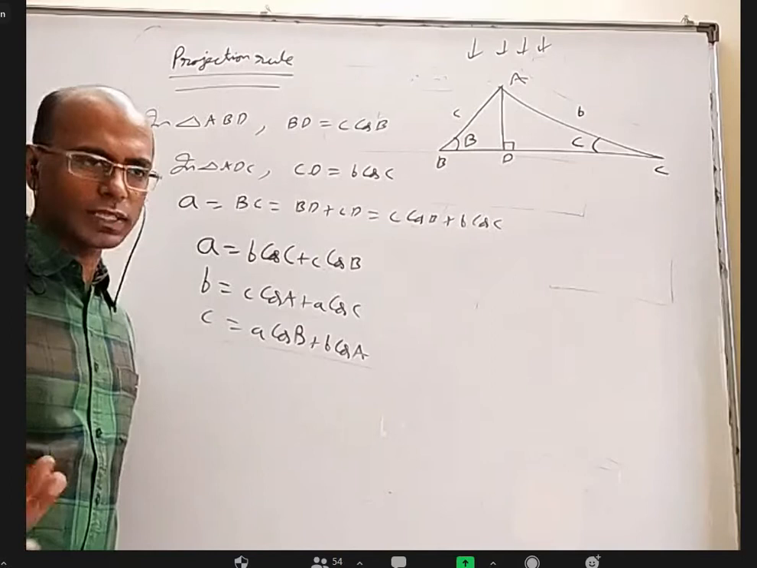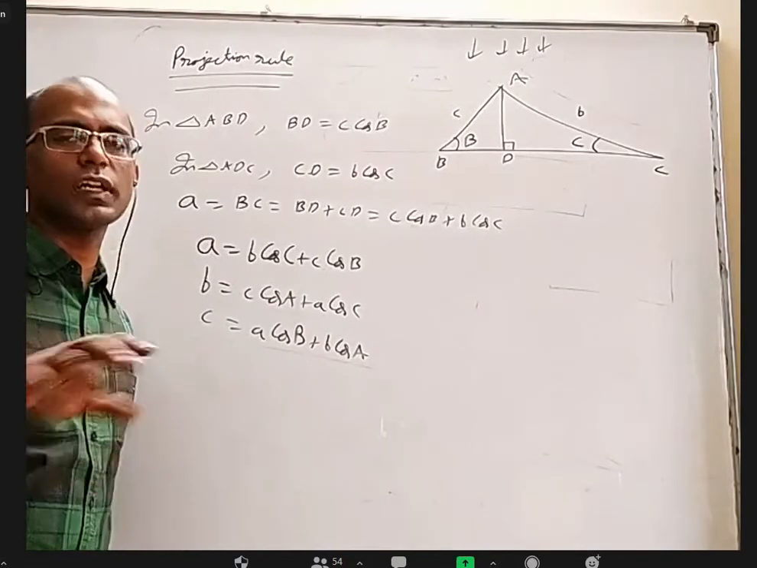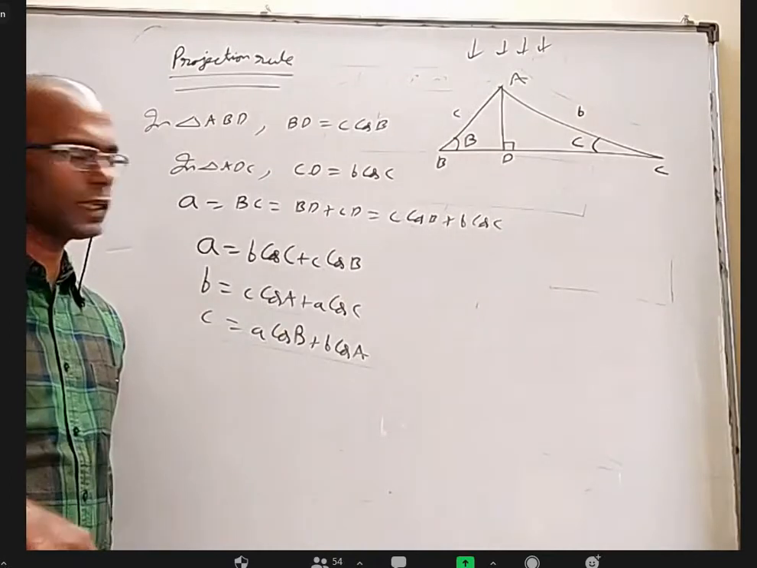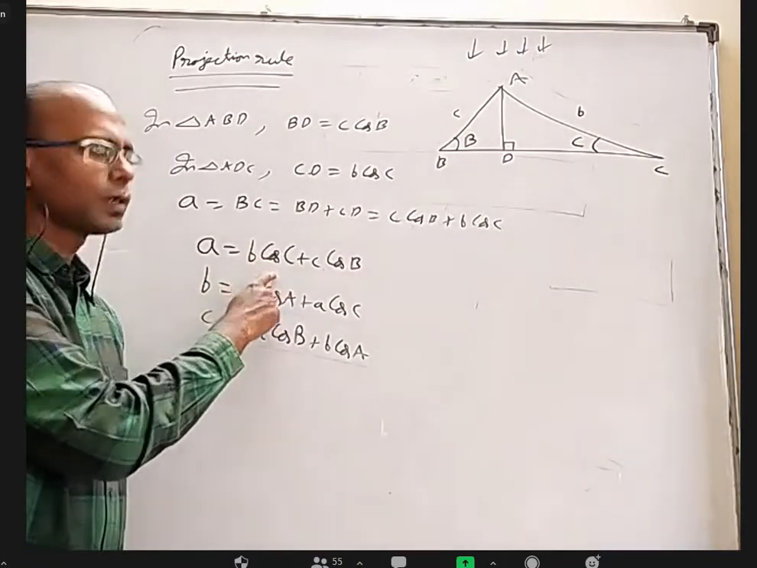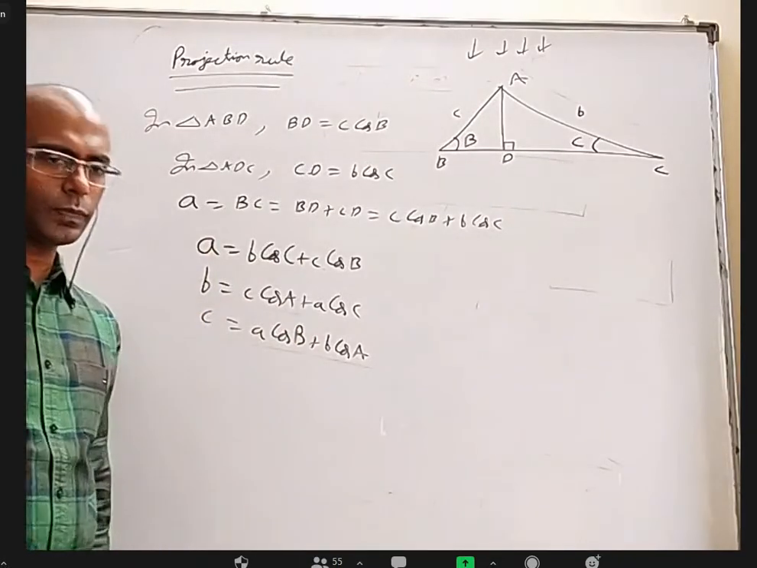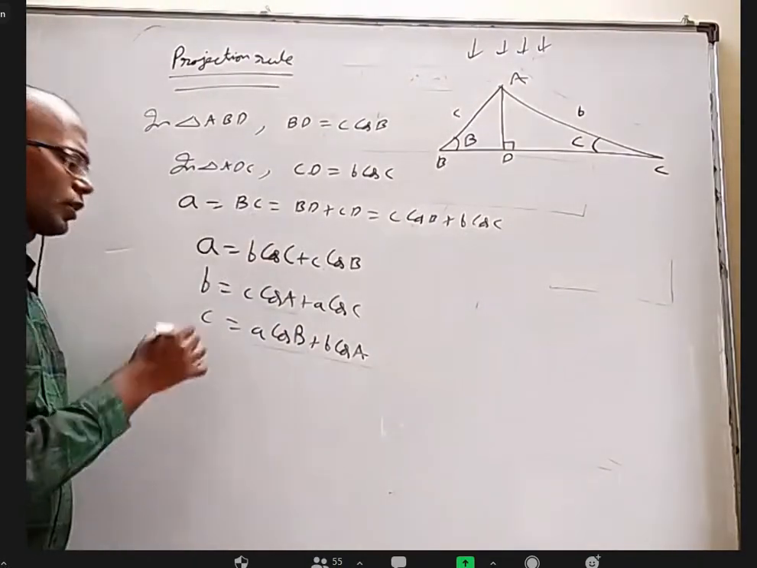Now please listen, especially in IP homework, there are some questions. If you use cosine rule, the answer will come, but if you use projection rule, it will come more easily. For example, somebody can prove this by cosine rule. What is cos C? Use the formula. What is cos B? Use the formula. Substitute it, you will get a. No doubt about it. But it is unnecessary. Directly you can use this rule.